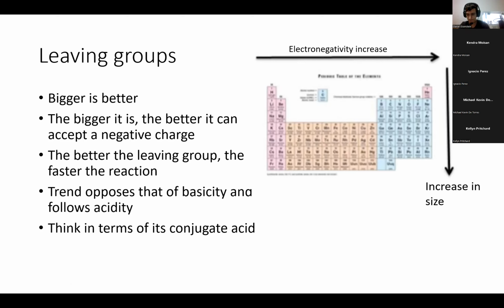When we think of leaving groups, the goal of a leaving group is to break a bond, right? Well, what's the goal of an acid? To break a bond, right? So when you think leaving group, think acid. Which is a better leaving group, chlorine or bromine? Very good. Bromine is going to be better.